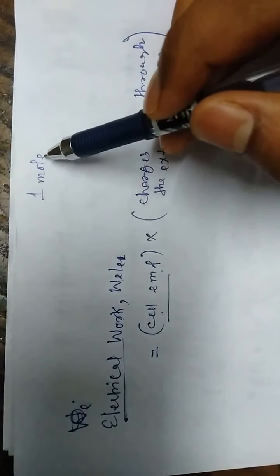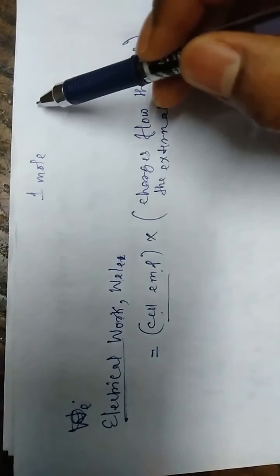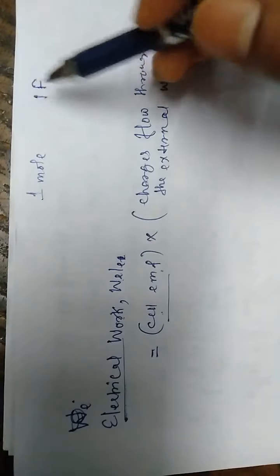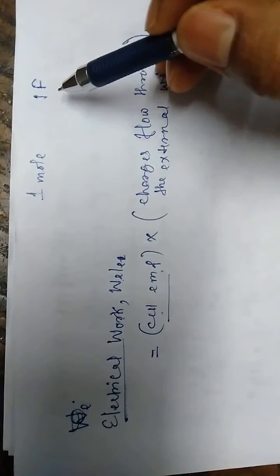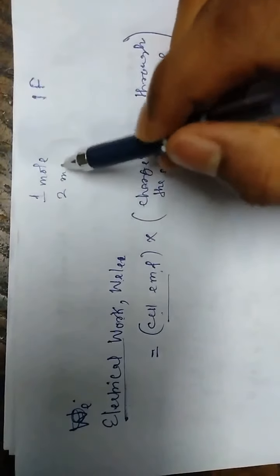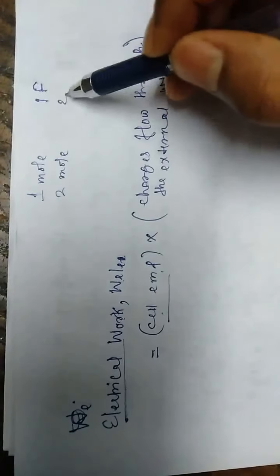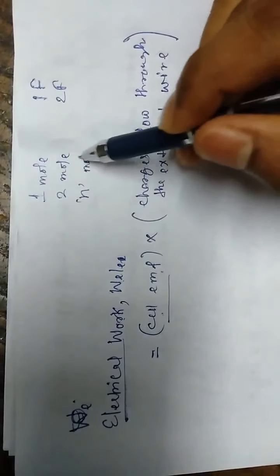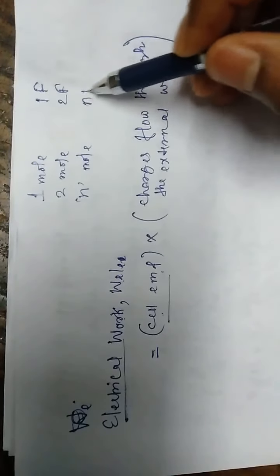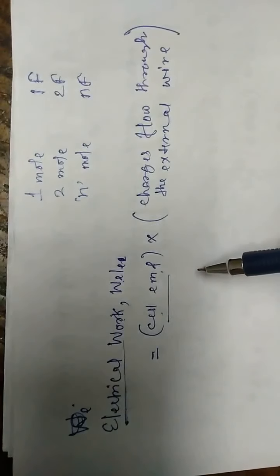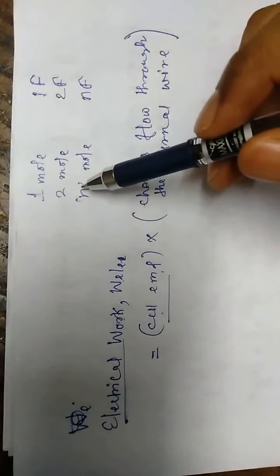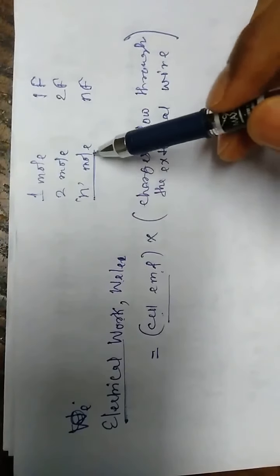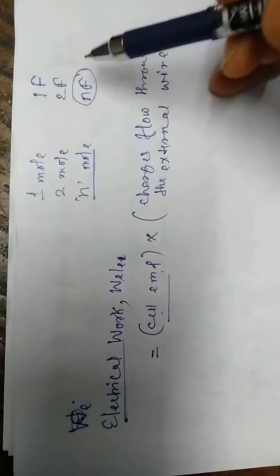1 मोल इलेक्ट्रॉन फ्लो होने से थ्रू द एक्सटर्नल वायर, देन 1 फेराडे चार्जेस फ्लो होगा. 1 फेराडे. एंड 2 मोल इलेक्ट्रॉन फ्लो होने से 2 फेराडे चार्जेस फ्लो होगा. सिमिलरली n मोल इलेक्ट्रॉन फ्लो होने से n into F फेराडे चार्जेस फ्लो होगा. लेट अस कंसीडर in an electrochemical cell n mole electrons are flowing from anode to the cathode, then कितना charges flow होगा? n into F.